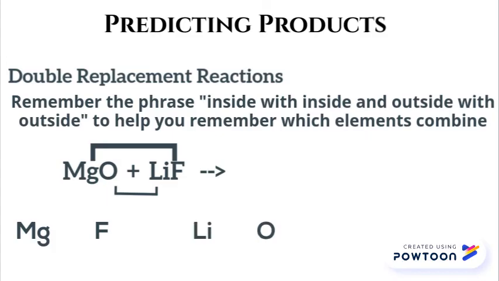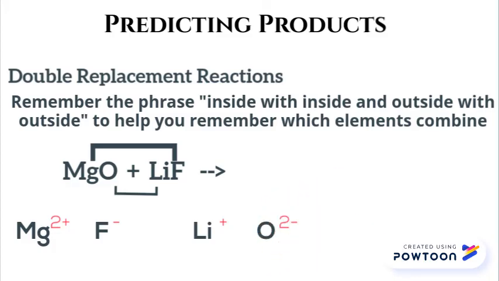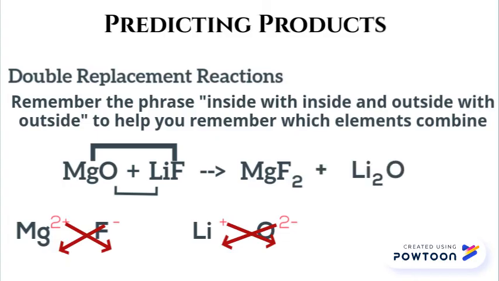So we're going to write all of those charges. Magnesium is a +2, fluorine is a -1, and we're going to cross those charges to make our first product. So our first product is going to be MgF2, magnesium fluoride. To make the second product, we still have those Li plus and O2 minus, so we're going to cross those charges, and we're going to get Li2O as our final product. So the 2 products for this reaction are MgF2 and Li2O.